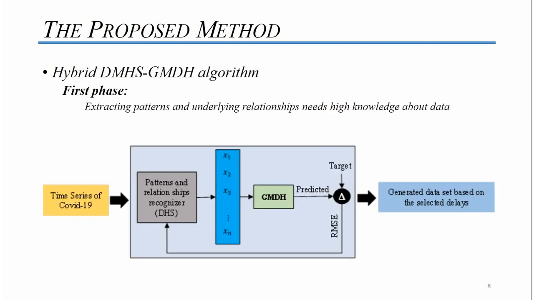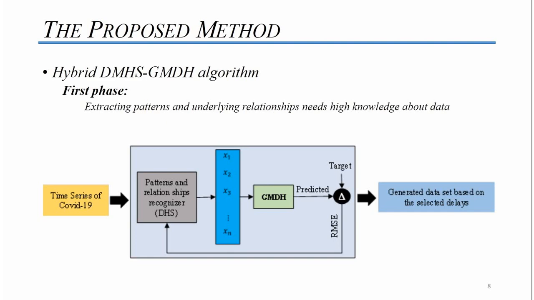Hybrid DMHS-GMDH algorithm. Analyzing time series to extract patterns and underlying relationships needs high knowledge about data. Moreover, generating a dataset for a GMDH model or other types of neural networks is a crucial process. In this study, we use stochastic methods to determine the most important and effective time series data. Our proposed hybrid method is conducted in 2 phases.